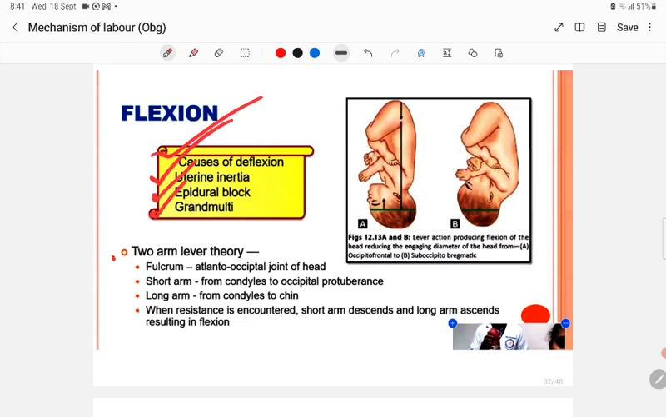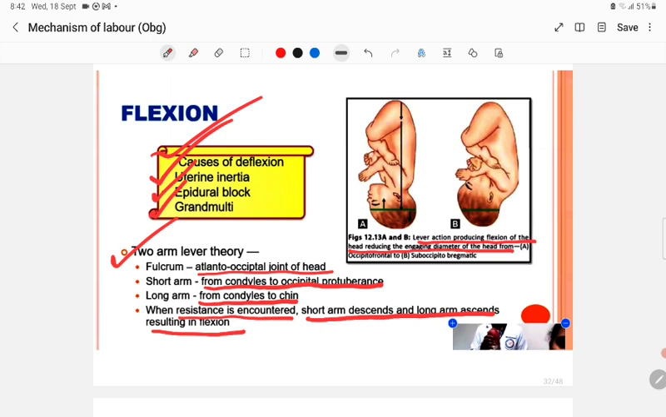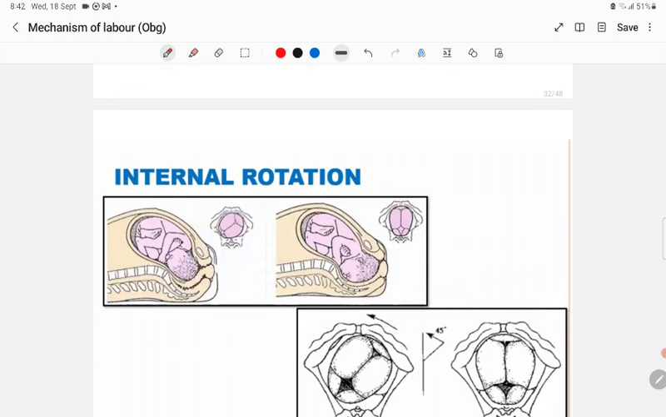What is the two-arm lever theory? The fulcrum is the atlanto-occipital joint of the head. The short arm is from the condyle to the occipital protuberance, and the long arm is from the condyle to the chin. When resistance is encountered, the short arm descends first and the long arm ascends, resulting in flexion. This is the lever action producing flexion of the head, reducing the engaging diameter of the fetal head from occipitofrontal to suboccipitobregmatic.